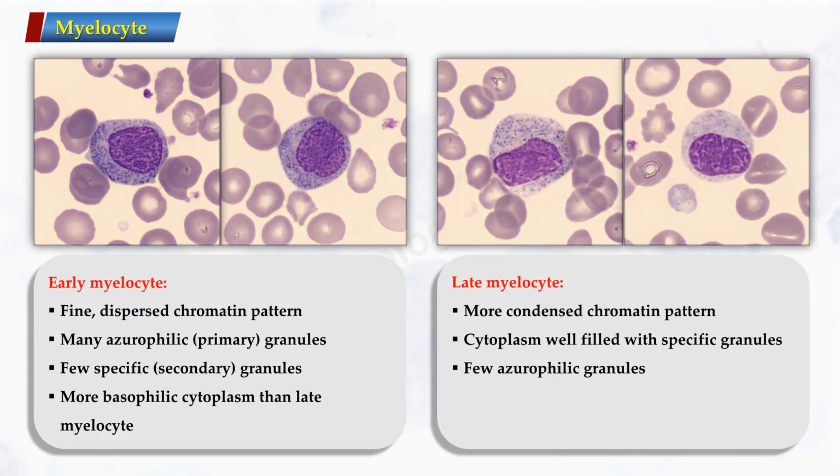Myelocytes are sometimes divided into early and late myelocytes. The early myelocyte has a fine, dispersed chromatin pattern, many azurophilic granules, and few specific granules. The early myelocyte has a more basophilic cytoplasm than late myelocyte. The late myelocyte has a more condensed chromatin pattern, a cytoplasm well filled with specific granules, and rather few azurophilic granules.